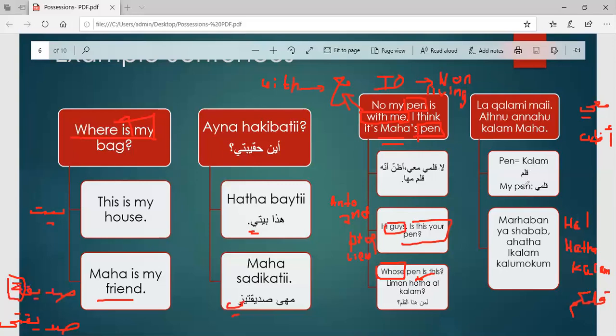My pen is qalamī, and notice please here that if you're talking about an inanimate object, use ma, and it depends on the possessive pronoun as a suffix that you have after ma to use it, okay? So this is some kind of being creative and creating sentences.